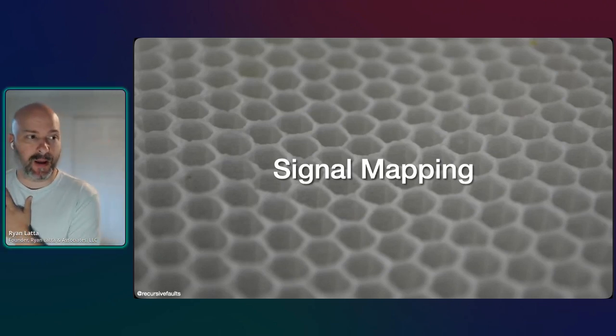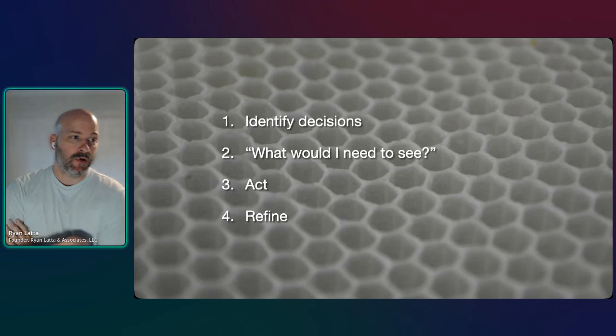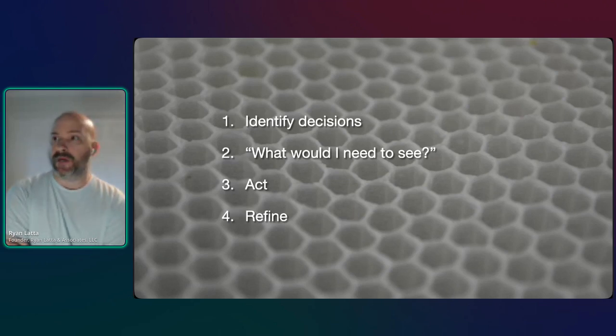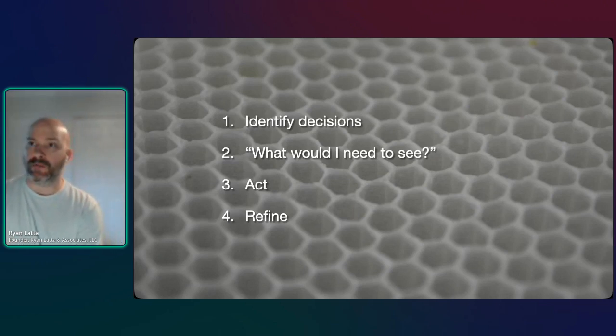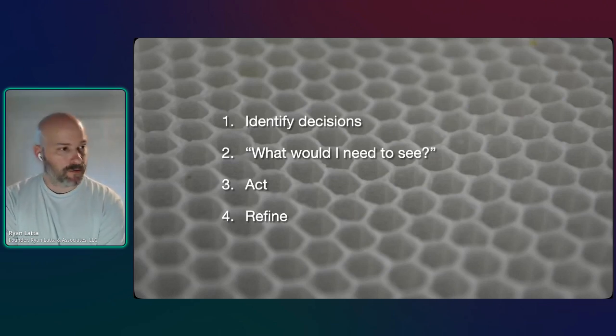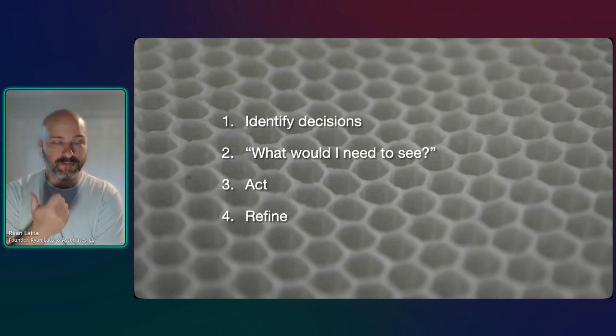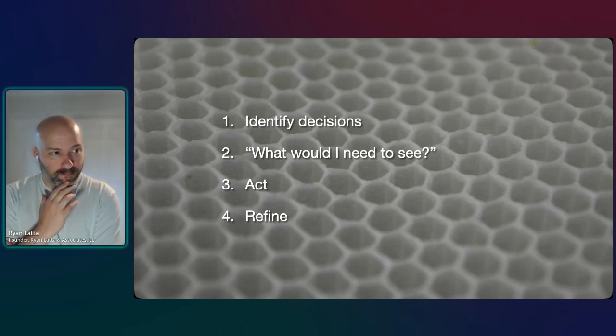So here's how you signal map. You need to identify the decisions that you have to make as a leader. Don't worry about being complete. Don't worry about being exhaustive. Don't worry about if they're the most important decisions, the most frequent decisions. Doesn't matter. Just get a list of your decisions together. There is benefit to saying decisions that you have to make regularly, because you'll get more practice. But other than that, just get the list. Do what you can. 10, 15 is fine.